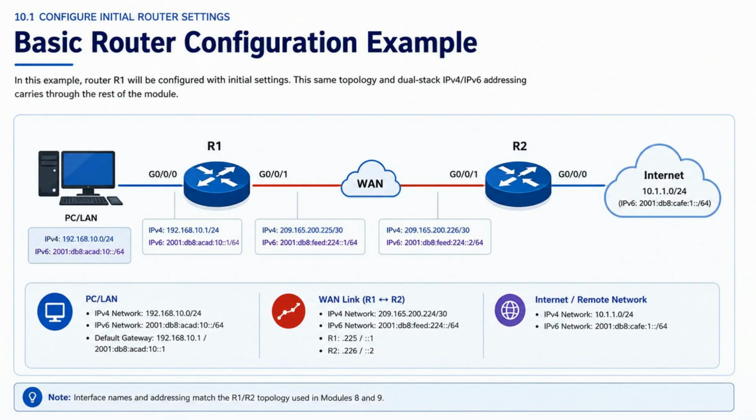This example topology, R1 connected to a LAN, 192.168.10.0/24, dual stack with IPv6 on one side, and to R2 over a WAN link on the other, leading onward to a remote network, carries through the rest of the module. Same R1/R2 topology style used back in Modules 8 and 9, so it should look familiar.